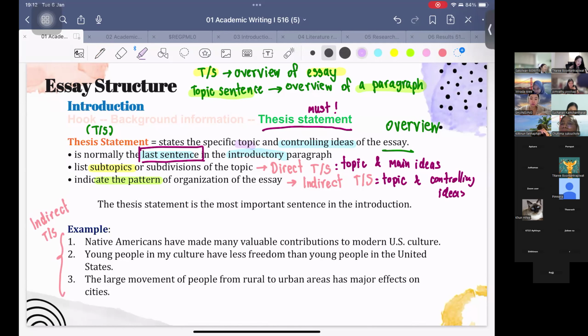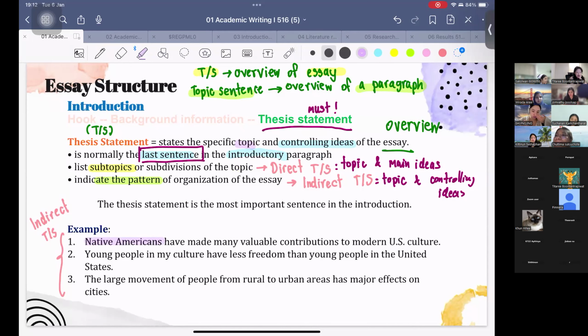It's kind of simple. Number 1, Native Americans have made many valuable contributions to the modern U.S. culture. So you can see that the topic would be Native Americans, and the rest, have made many contributions to the modern U.S. culture, would be the controlling idea.